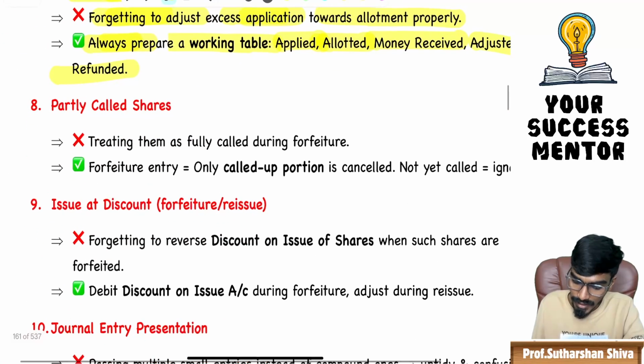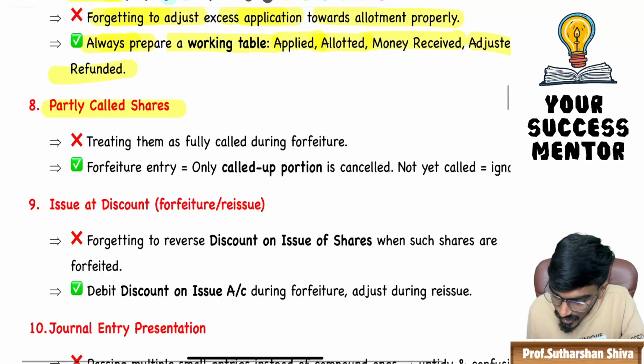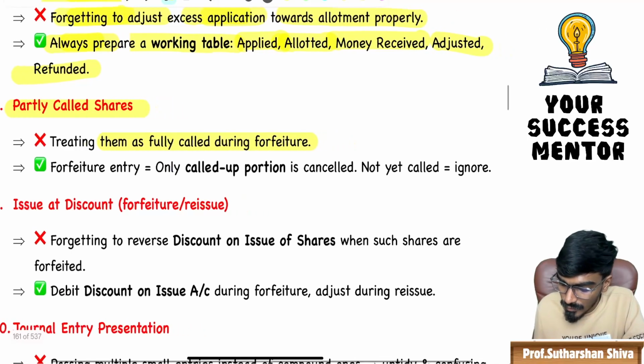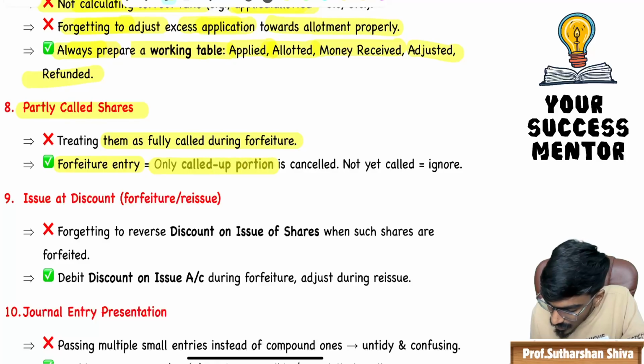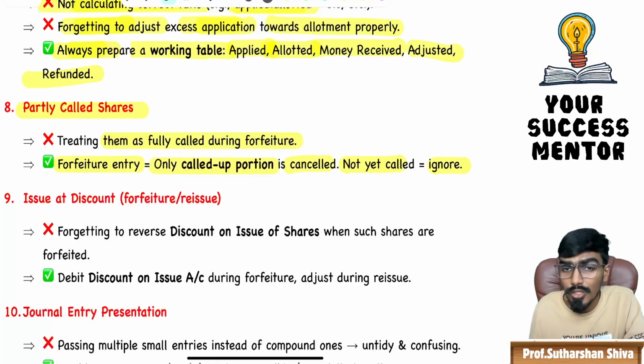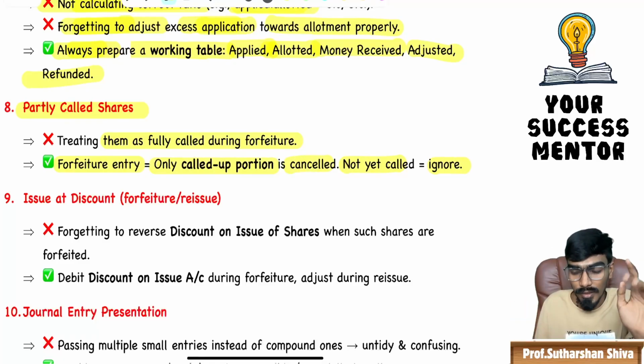Now come to the next thing. Any partly called up shares. Treating them as fully called during the forfeiture is completely wrong. Whenever you pass the share forfeiture entry, only the called up portion is cancelled; the portion not yet called, you should ignore. Okay.